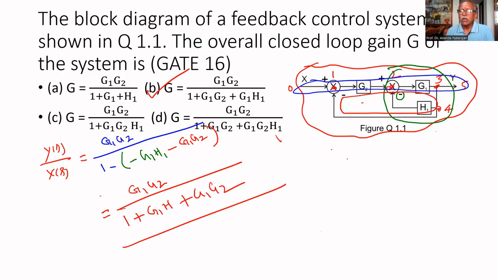So don't draw the signal flow graph. What is a signal flow graph? This is the signal flow graph. But in the examination, don't draw it. This is minus H1. This is G1. This is G2. X, Y.